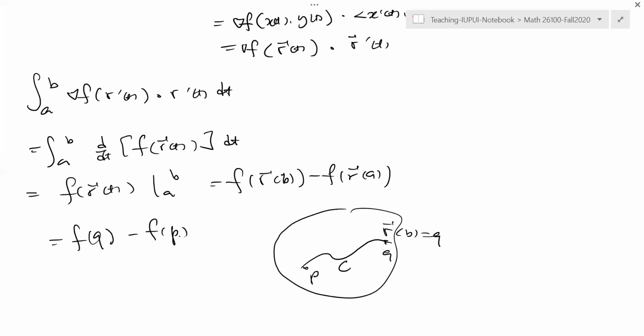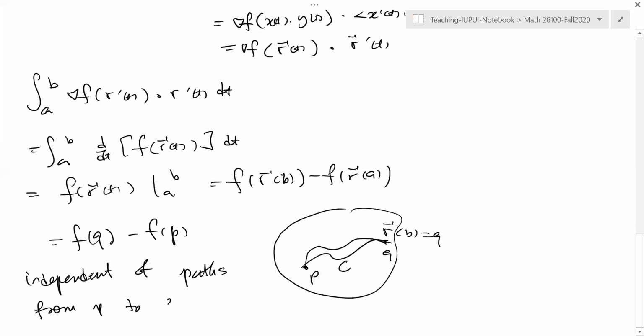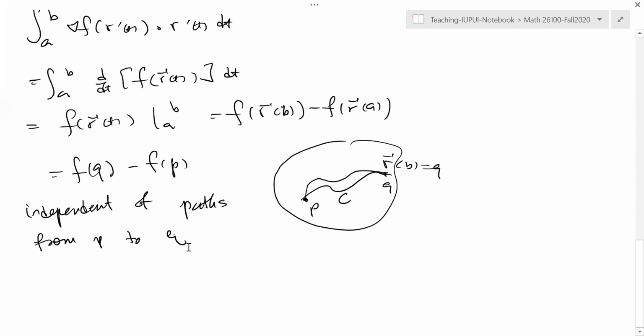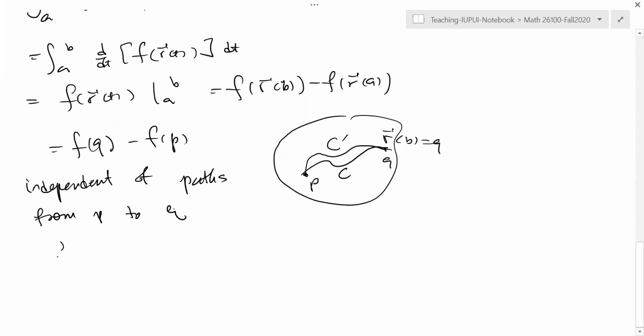So when you look at the final result, you see no sign of this curve C. Maybe there's another curve C here, but it doesn't matter. This is independent of the paths from P to Q. That means if you have another path C prime, you end up with the same result. So for any two paths, you will get this.